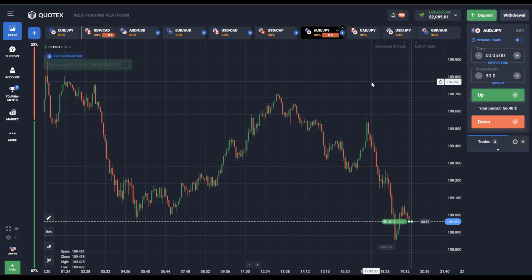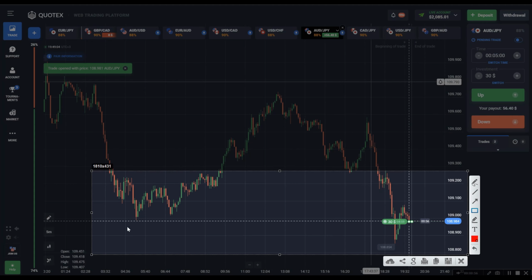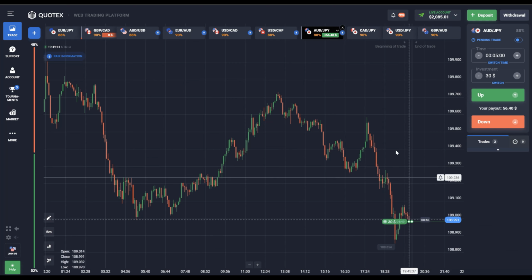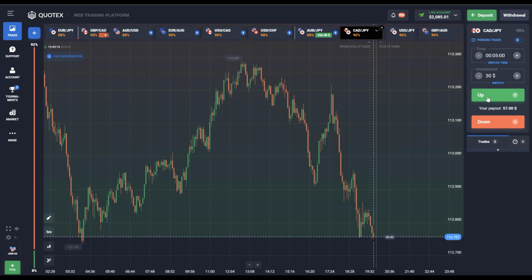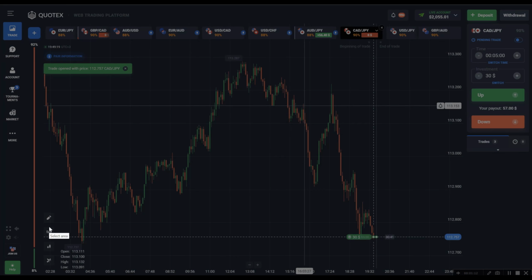Australian dollar, Japanese yen, I'll open an upward trade. We have a local minimum here. The price hit a local minimum. There's a minor false breakout pattern, but the price has already started to climb, so it'll likely keep going even higher from here. Canadian dollar, Japanese yen, I'm also opening an upward trade.